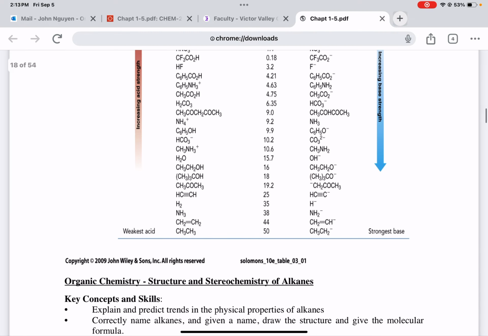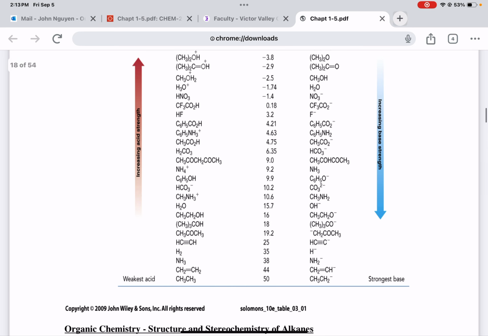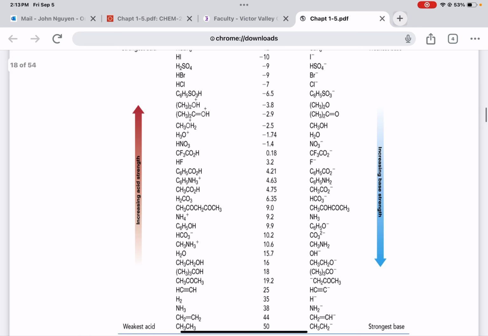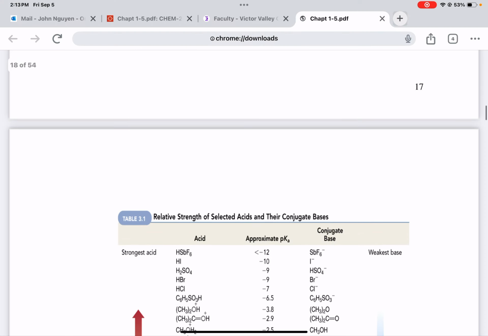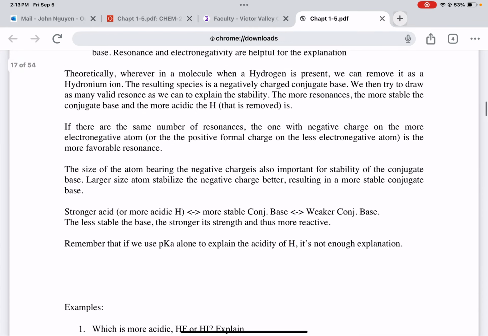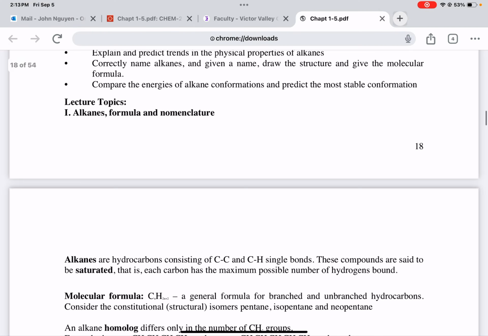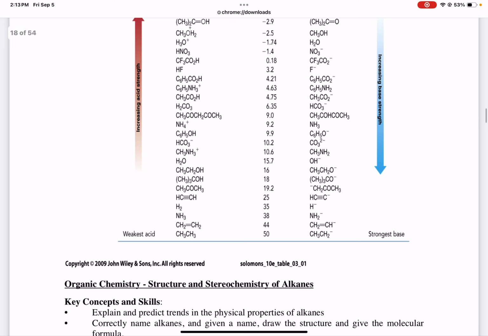Cool. All right. So that's the review. I mean, just basic stuff. If you know how to draw resonance structures, if you know how to draw different structures for the same formula, that would be called structural isomers, and be able to identify what type of isomers, you should be good. Be able to identify which acid is stronger based on pKa. All right, so that's the chapter 1 and chapter 2 review.